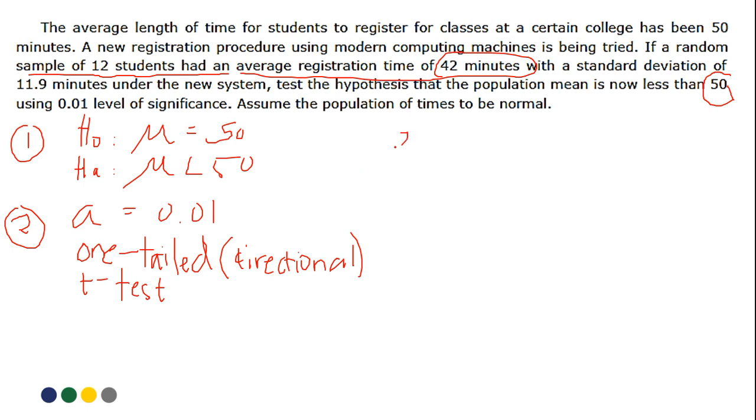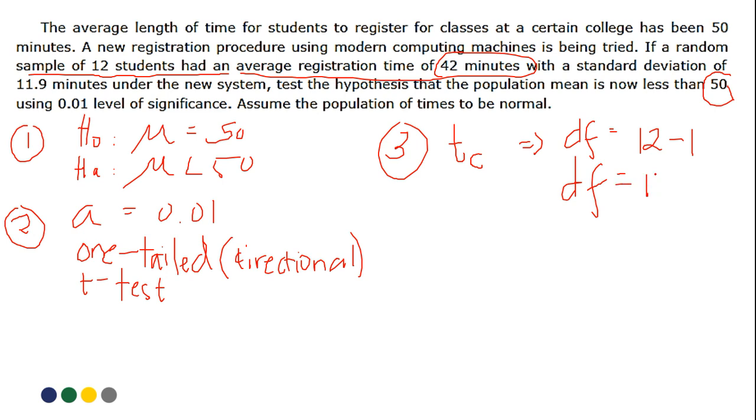Next, for number 3, we're going to solve what is the critical region. Since it's a t-test, it means I'll write T, critical. Okay, so let's get the DF. Your DF is equivalent to, what is our N? 12. 12 minus 1. So our DF here is equal to 11.